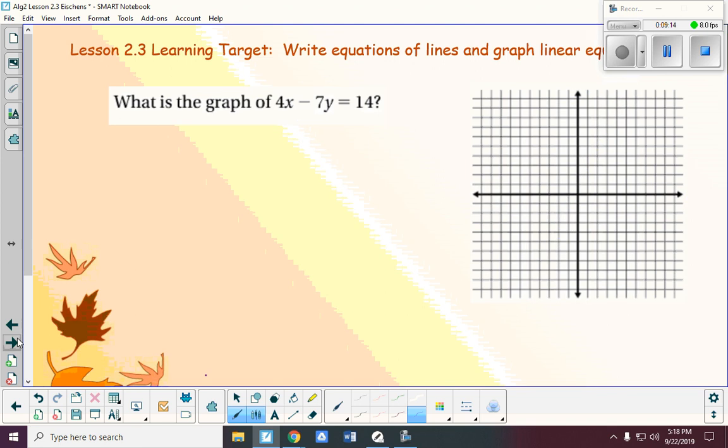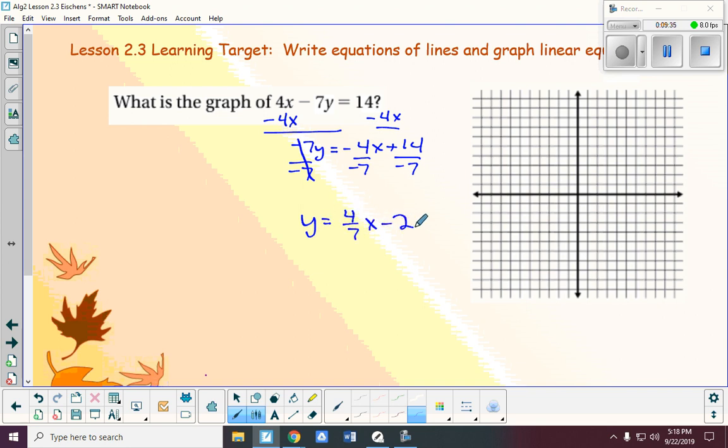And here's another one. We will first isolate the y term. And then divide everything by -7. So y equals 4/7 x minus 2. So here to graph it, the y-intercept is at -2. So on the y-axis, we will go to -2. And then the rise is 4 and the run is 7. So we will go up 4 over 7. And then we can draw our line.